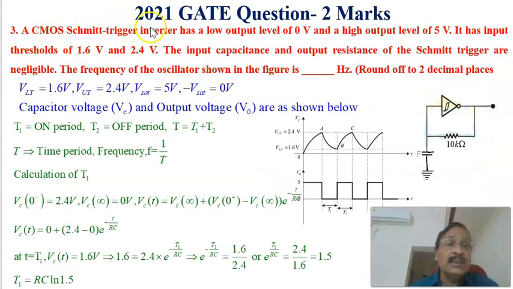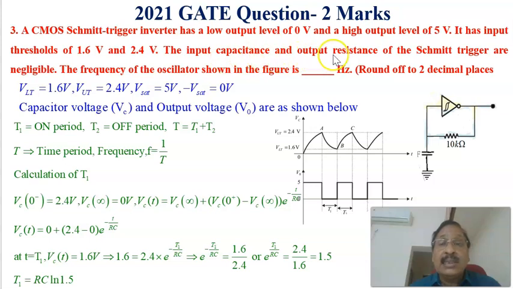Now let us see the third problem of the 2021 GATE question that carries 2 marks. A CMOS Schmitt trigger inverter has a low output level of 0 volt and a high output level of 5 volts, and it has input thresholds of 1.6 volt and 2.4 volt. That is VLT equal to 1.6 volt and VUT equal to 2.4 volts, and saturation voltage plus VSAT equal to 5 volts and minus VSAT equal to 0 volt.